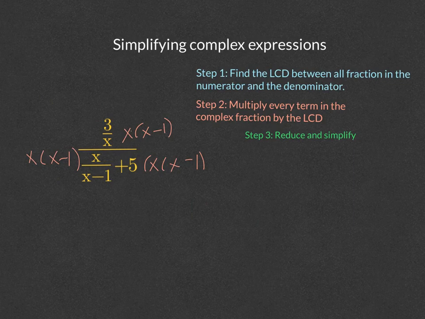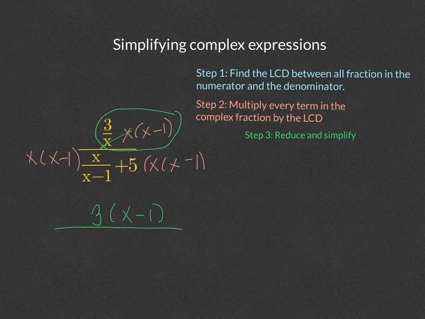Step 3, simple enough, is to reduce and simplify. However, you just need to be careful that you reduce each individual term. So first, let's reduce this 3 over x times x minus 1. The x's will cancel out, and in the numerator we are left with 3 times x minus 1. That is all for our main numerator.